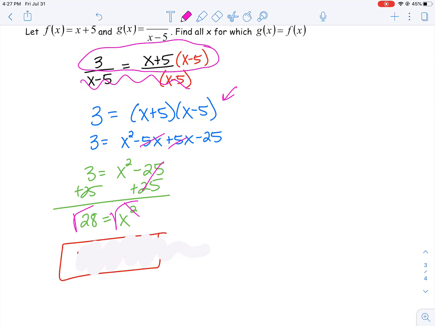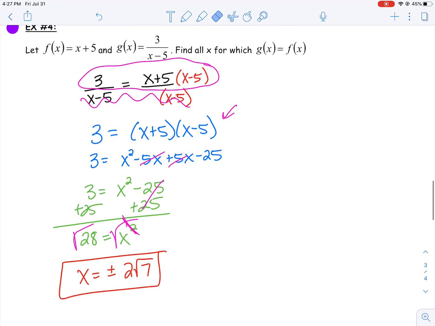Now remember, anytime I square a square root, the square and the square root cancel. But what do I need to make sure that I add? Plus or minus, right? So I can say that x equals, and you notice that I broke down the square root of 28, x equals plus or minus 2 rad 7. That's my two solutions. I knew that they were both going to work because it wasn't going to cause a 0 in my denominator, since I was only worried about x equals 5.